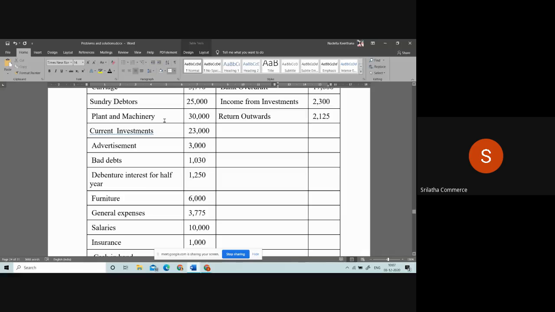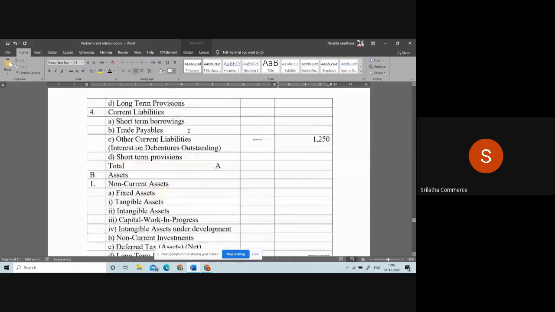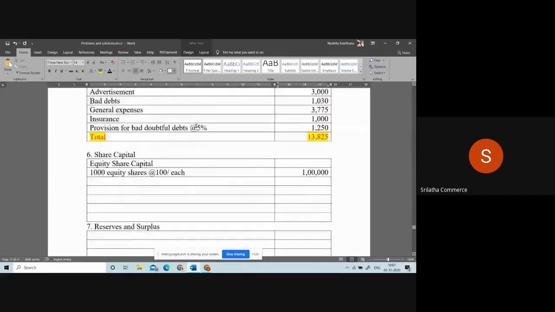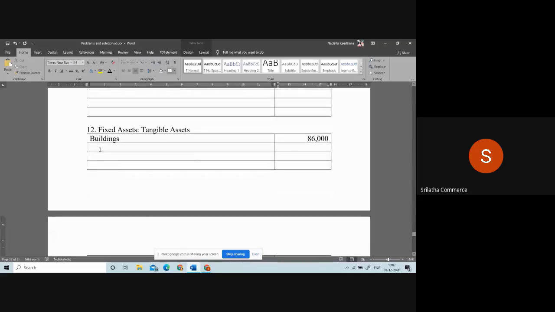Plant and machinery comes under tangible assets, 30,000. So under tangible assets, plant and machinery, in the inner column 30,000 less depreciation. How much? 3,000, I think, no? Yes, ma'am. 3,000. Outer column, 27,000.